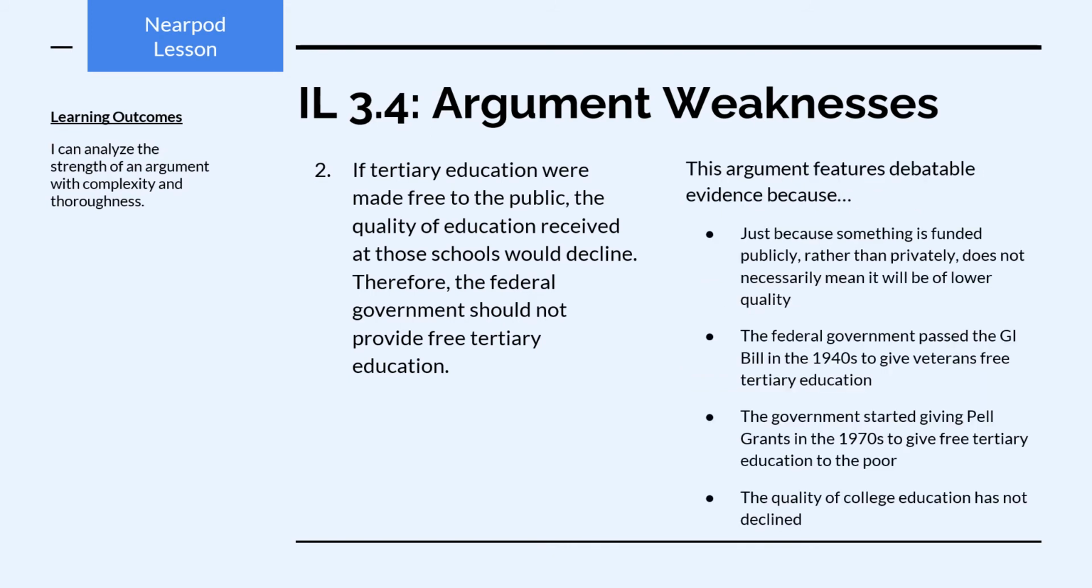This argument features debatable evidence, because just because something is funded publicly, meaning by the government, rather than privately, does not necessarily mean it will be of lower quality. For instance, the federal government passed the GI Bill way back in the 1940s to give veterans free tertiary education. The government started giving Pell Grants in the 1970s to give free tertiary education to the poor. And since it's done those things, the quality of college education has not declined.